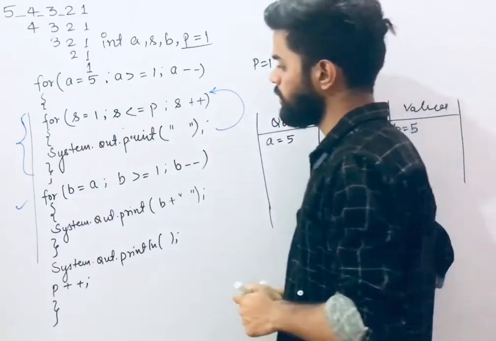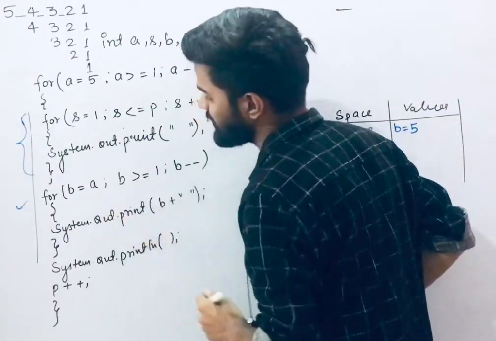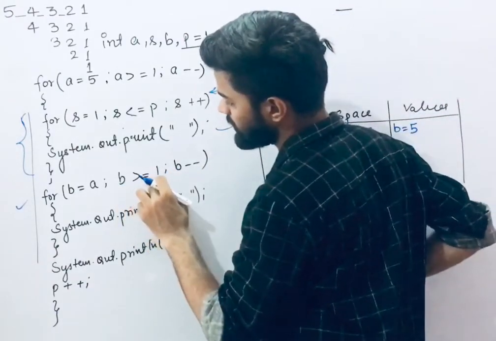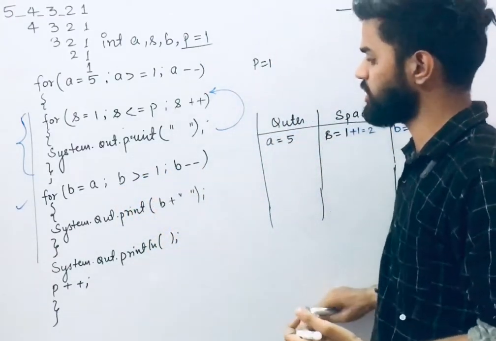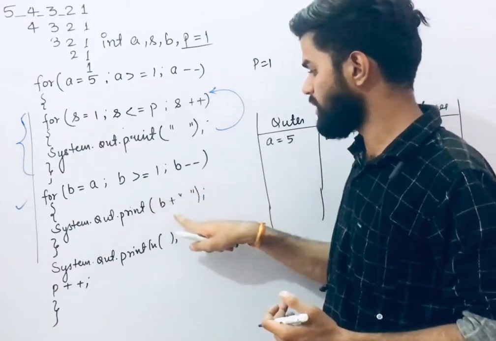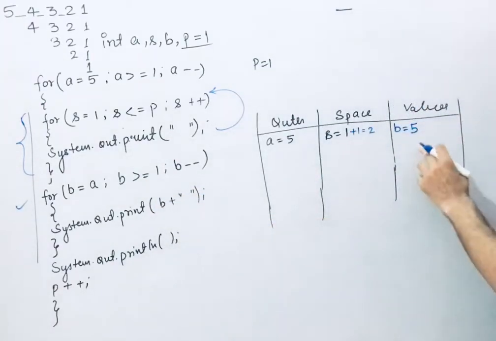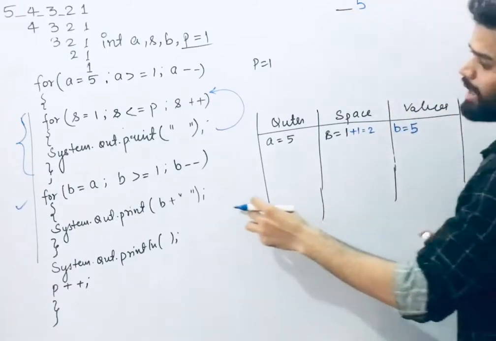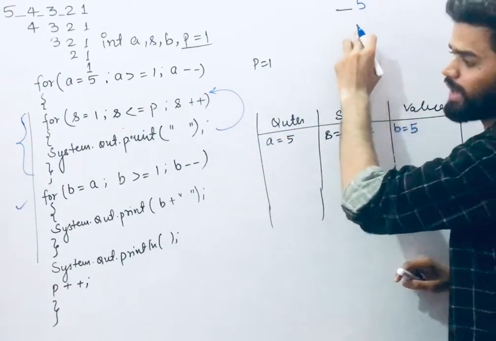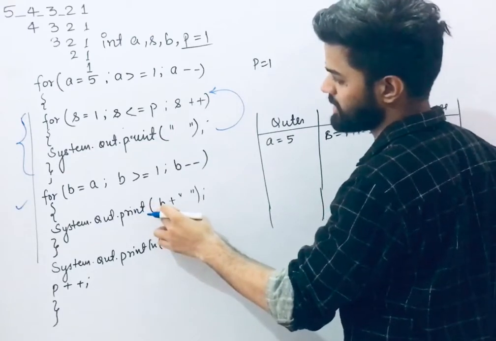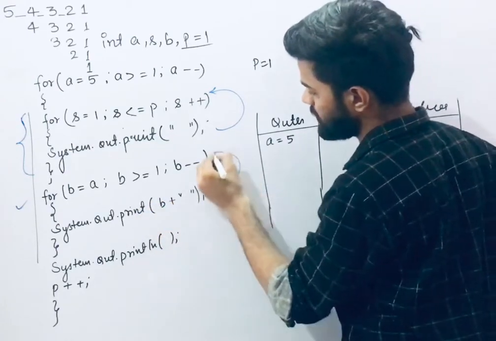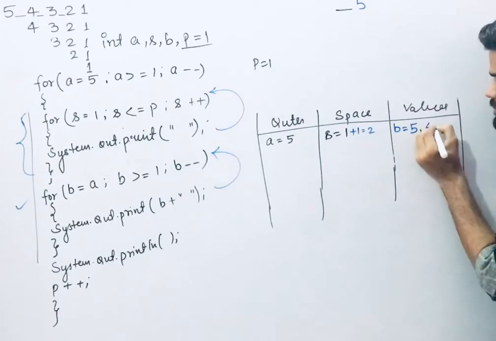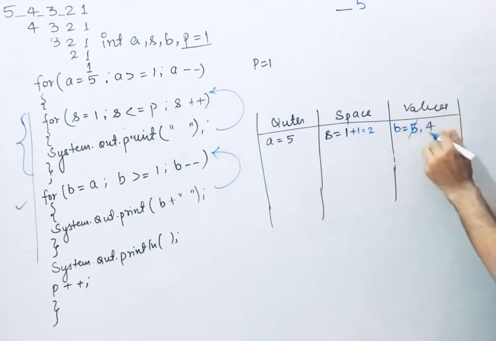And now b is greater than or equal to 1. Now b is 5, so 5 is greater than or equal to 1. Obviously the condition is true, and if the condition is true, then it comes here and prints the value of b. Now what is b? B is 5. So it prints 5 here. And there is no change of line because we are not using any ln. So after printing b, it comes here to b minus minus. Now b minus minus means b equals 4. After 5 it is 4.